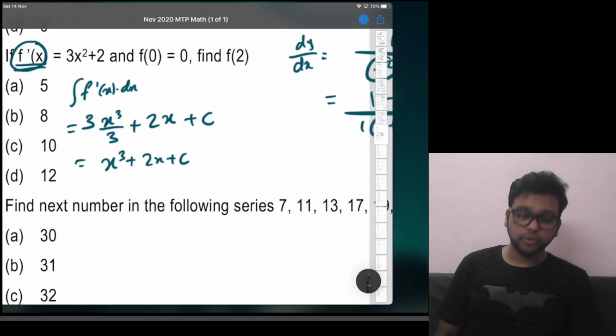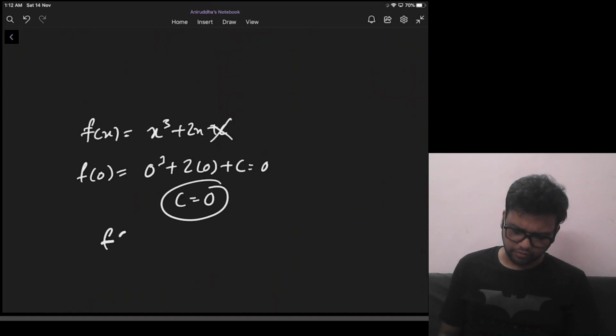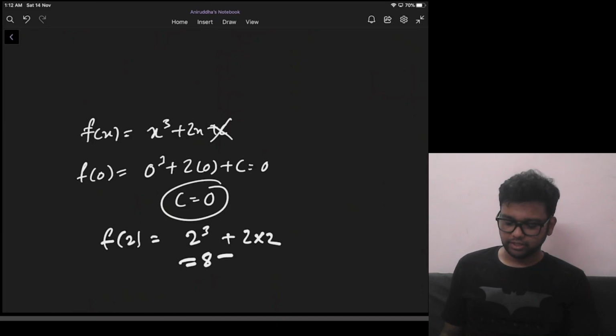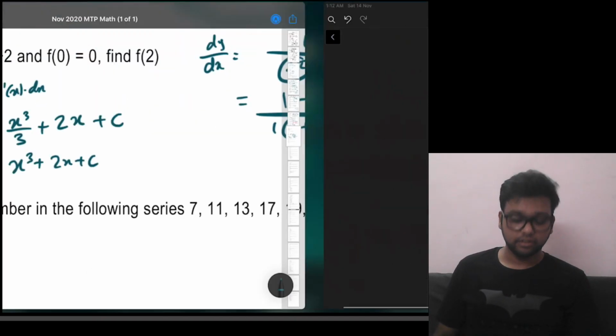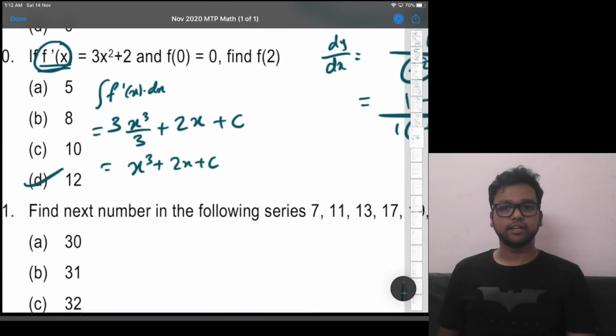So now what is f of 2? Let's put x as 2. F of 2 will be what? x cube, that is 2 cube, 8, plus 2 into 2. 8 plus 4, which is 12. 12, option D is the correct answer.